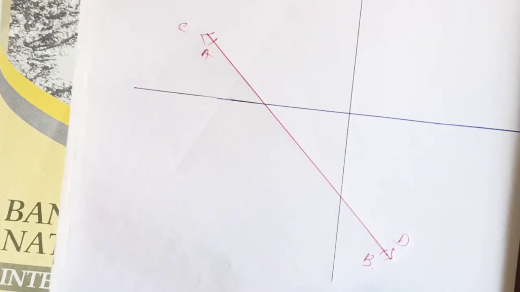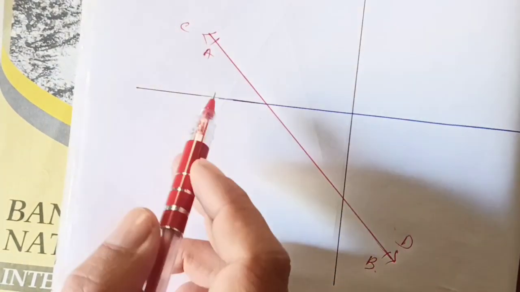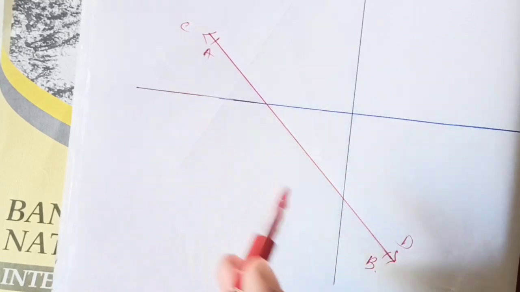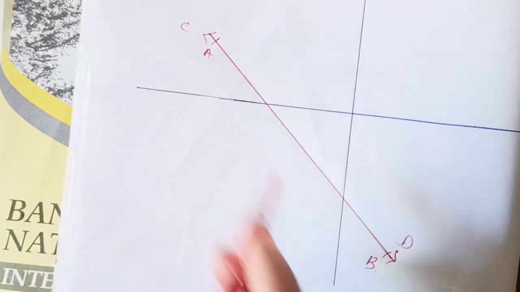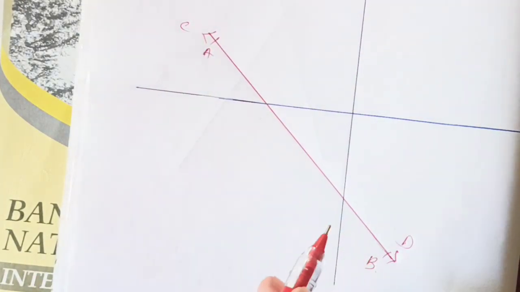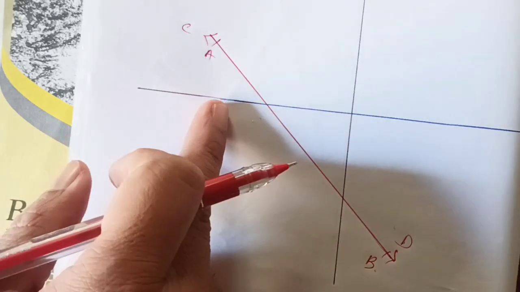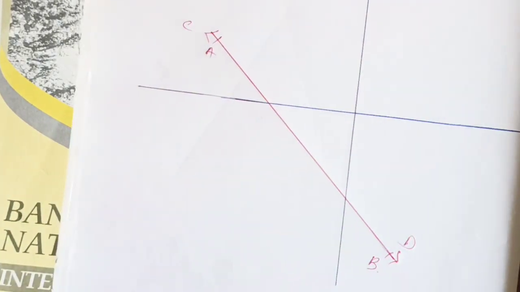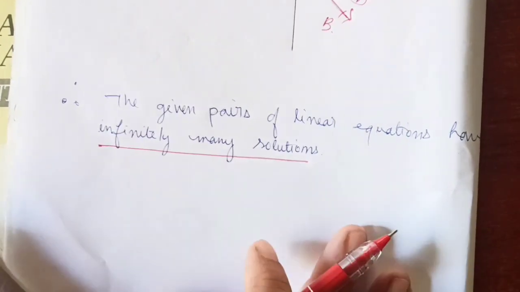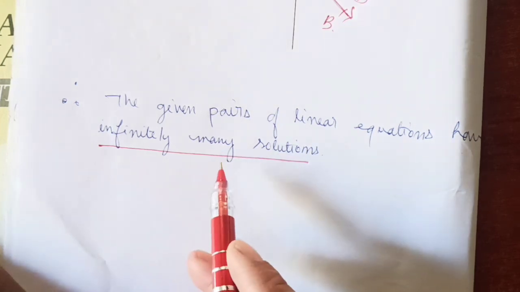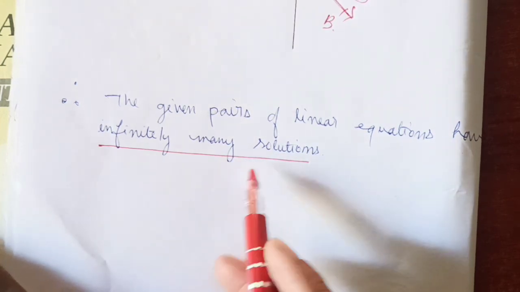So here the two lines are same. Here we draw the first line AB. When we draw the second line CD, it also lies just above the first line. So in such type of condition, such type of linear equation, we call it infinitely many solution.